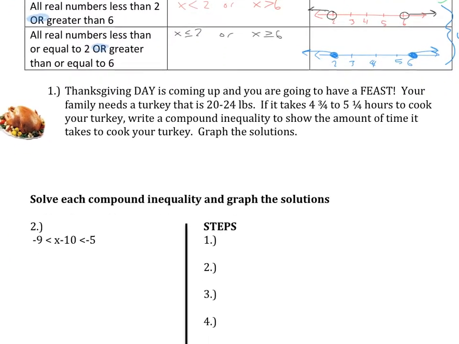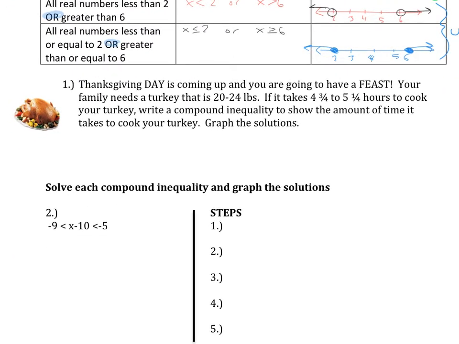Thanksgiving Day, here's our word problem. Let's go through this. Thanksgiving Day is coming up, and you're going to have a feast. Your family needs a turkey that is 20 to 24 pounds. It takes 4 3/4 to 5 1/4 hours to cook your turkey. Write a compound inequality. You could cook your turkey for 4 3/4 hours, so we are including that value. Could I go less than 4 3/4? If I did that, it wouldn't be cooked. And if I did more than 5 1/4, it would be overcooked.